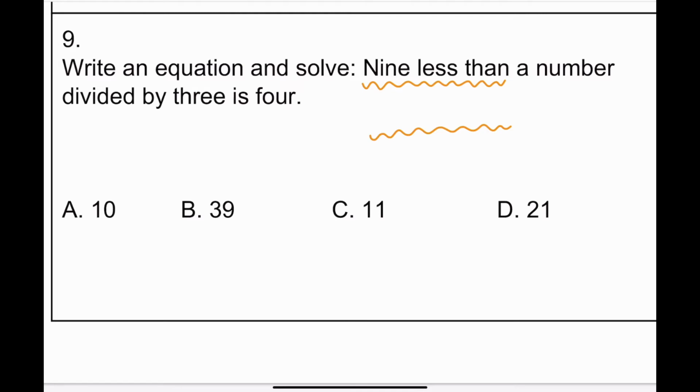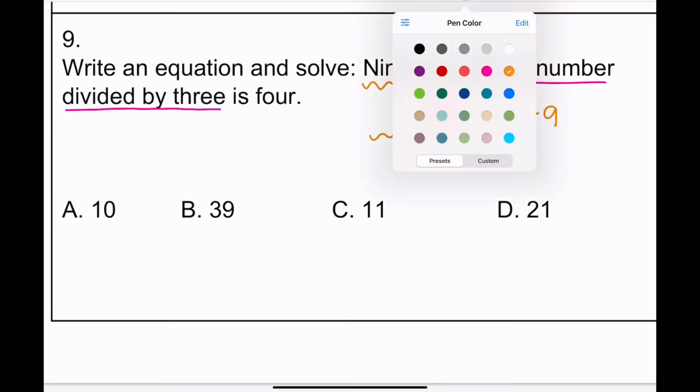Nine less than what? Well, we have something and we're going to subtract 9 from it. But that something is a number divided by 3. So for that number that we don't know, we'll call it x, and it's being divided by 3. All of that is equal to, or is, 4.